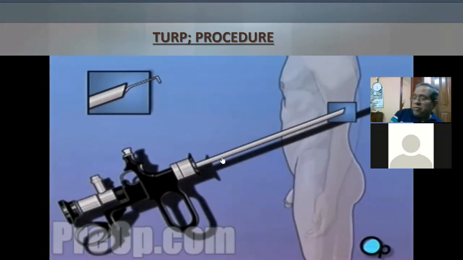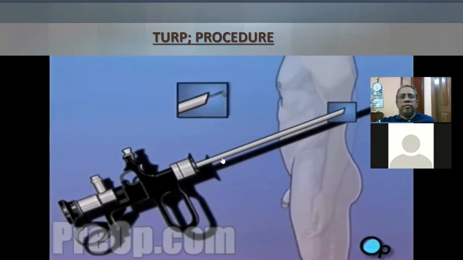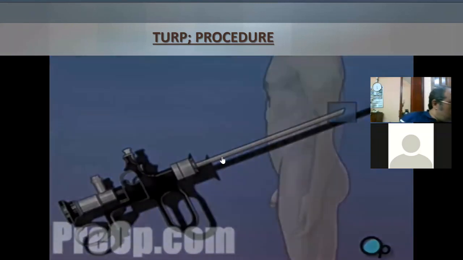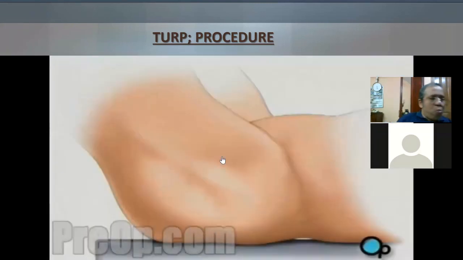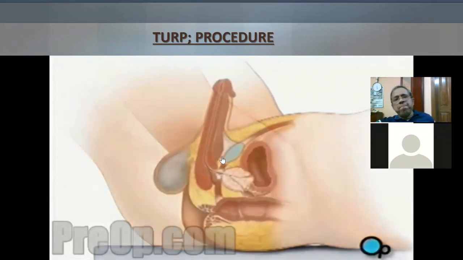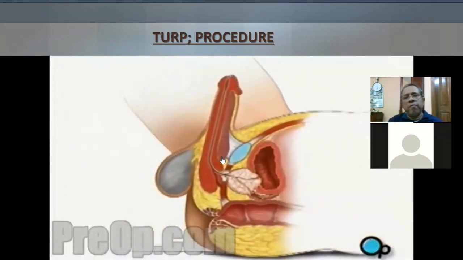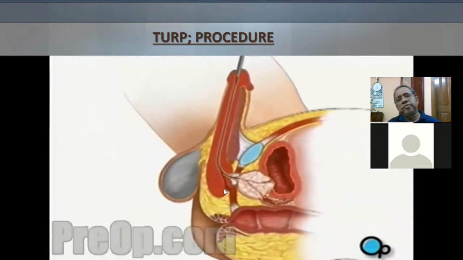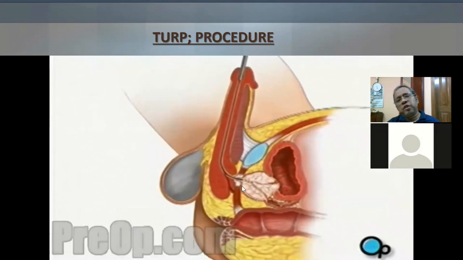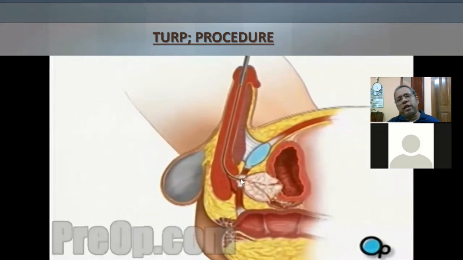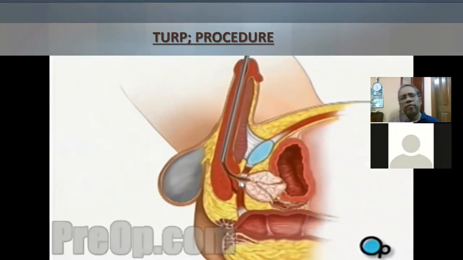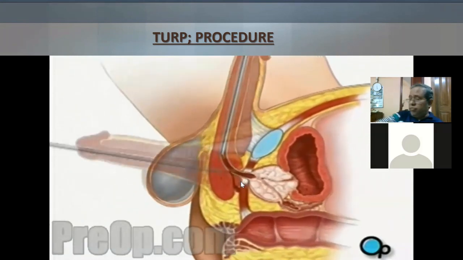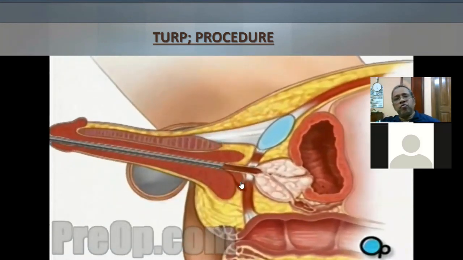Tissue removed from the prostate, or TURP, is routinely screened for the presence of cancer. Your doctor will then lift your penis upward. A well-lubricated instrument called a resectoscope is then gently inserted into the urethra. So there is a prostatic urethra, there is an external sphincter here. When the resectoscope reaches the back of the penis, your doctor will pull the penis downward in order to create a straight path into the prostate.